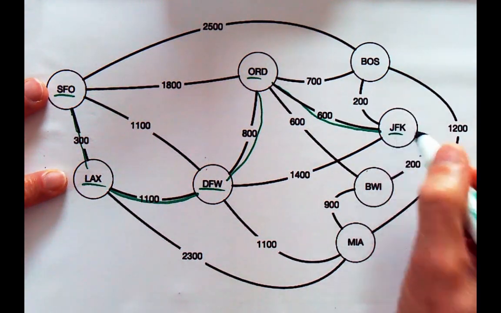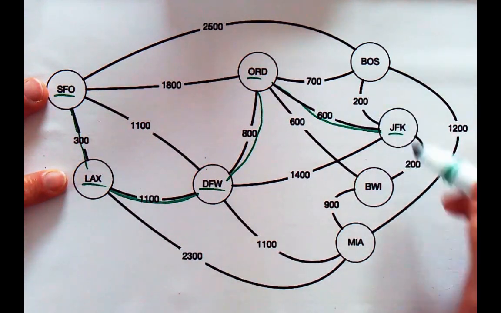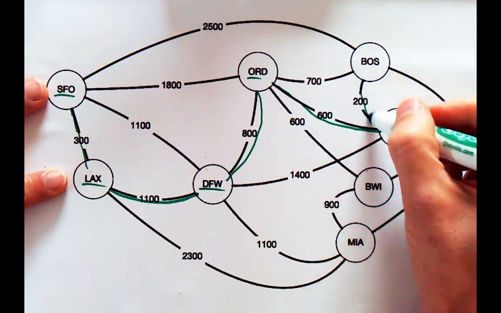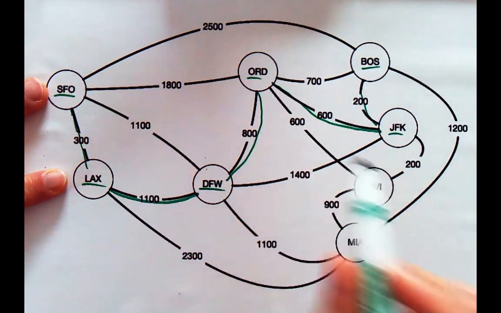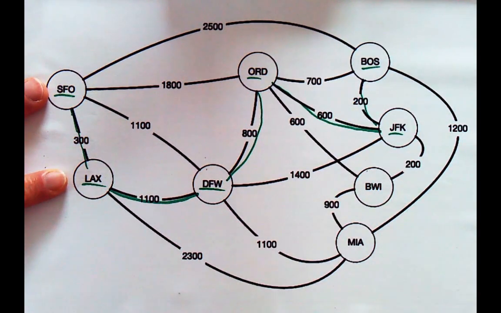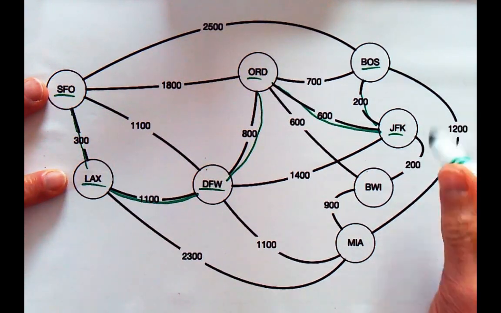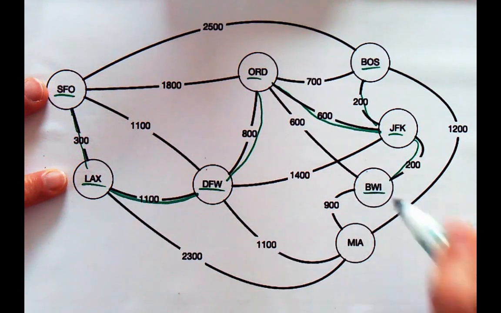Okay, so at this point, I pick my minimums. Again, I've got two that are 200, kind of arbitrary. So I'll go ahead and pick this one going up to Boston. Now if I look at all my outgoing edges from all of the cities that I currently have available to me, I've got this one down here that's 200. So we'll go ahead and build that one out.